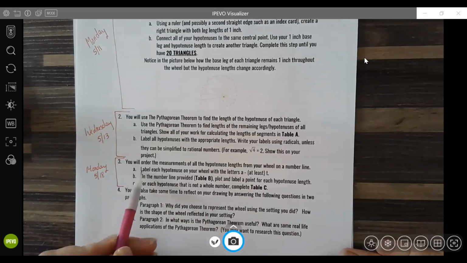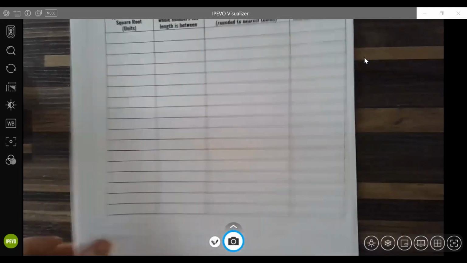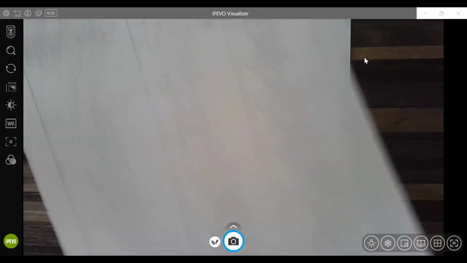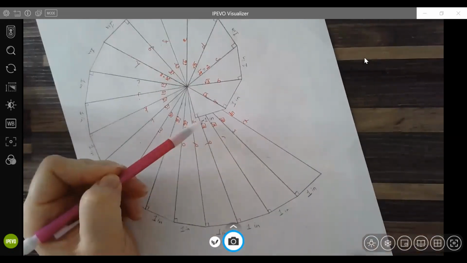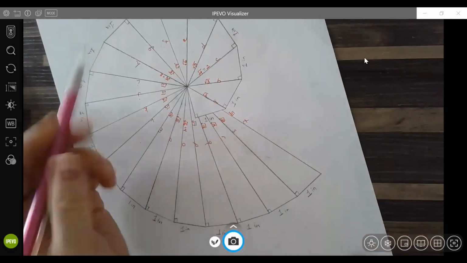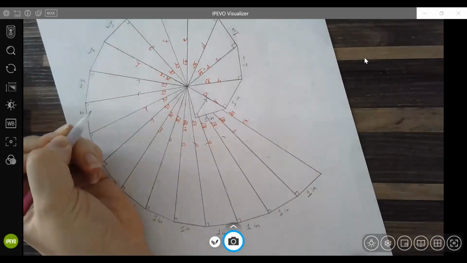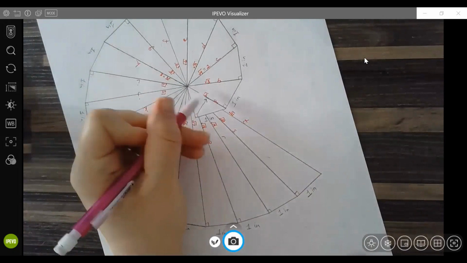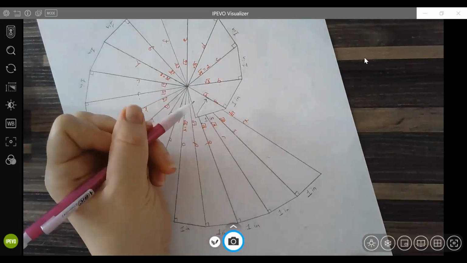And so the first step is to label each hypotenuse on your wheel with the letters, beginning with A. And so here I have all of my different project pieces. So starting with my first right angle, again, the hypotenuse is always directly across from that right angle. And so last week you labeled this hypotenuse length as square root of 2.